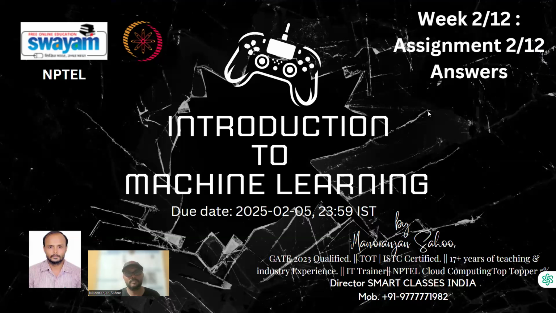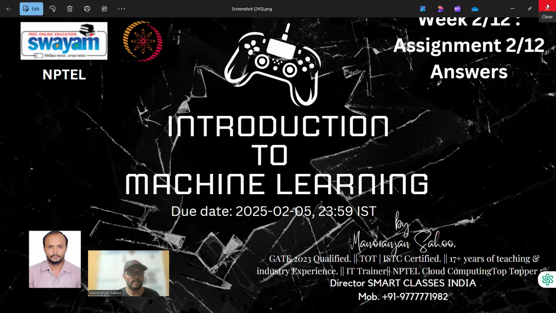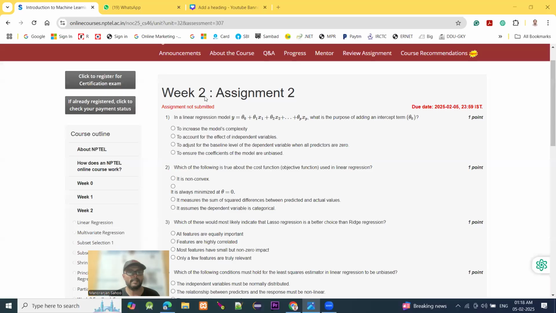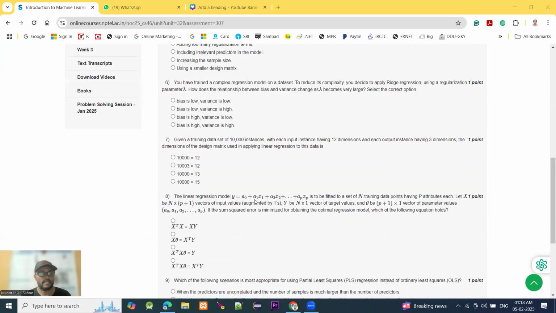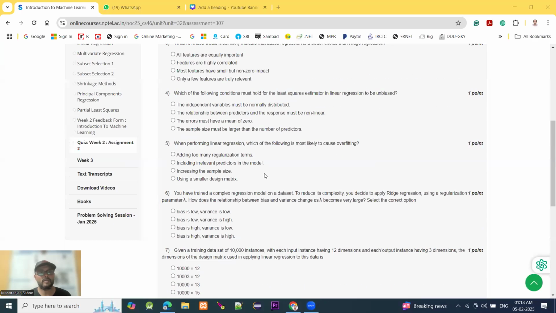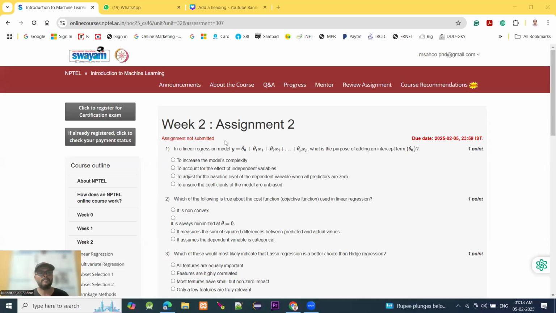Today, I'm going to solve the Introduction to Machine Learning SWAYAM NPTEL Week 2 Assignment 2 questions, whose last date is 5 February 2025. The details are given below. Now, let's start the questions here. You can see Week 2 Assignment 2, and there are about 10 questions given. We will try to solve the 10 questions one by one. Let's start the first question here.